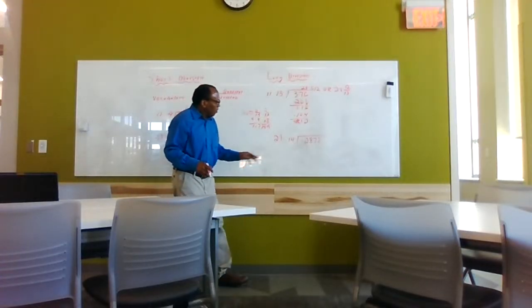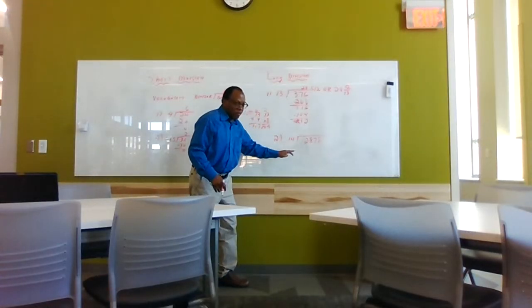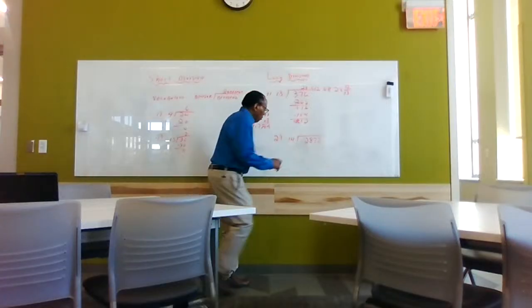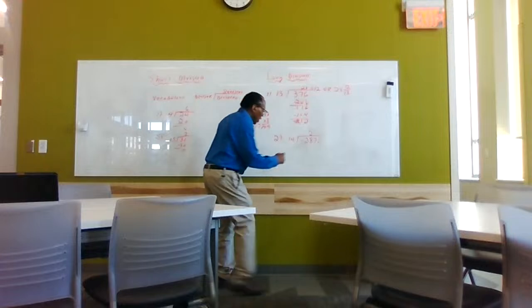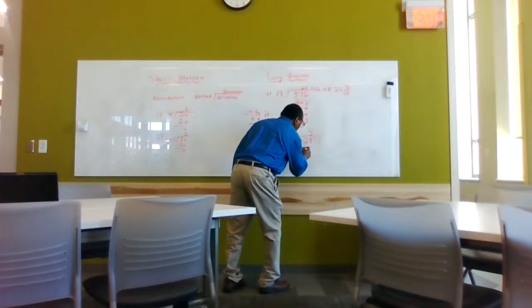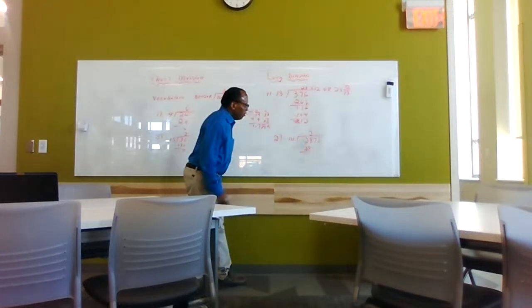You start right here again. Can 14 go into 2? No, it can't. 14 goes into 28 2 times right here. The 2 goes right there, okay? 2 times 14 is 28. I subtract, I get 0.